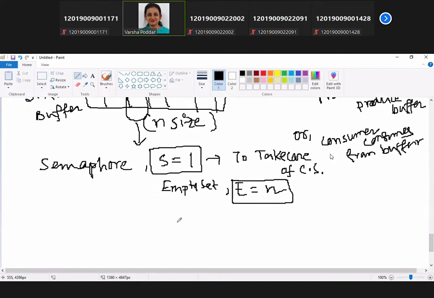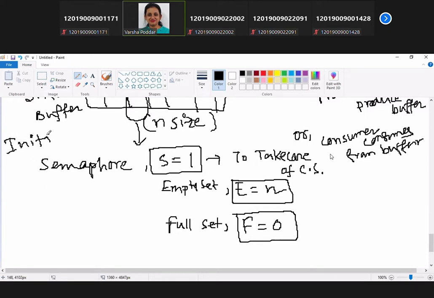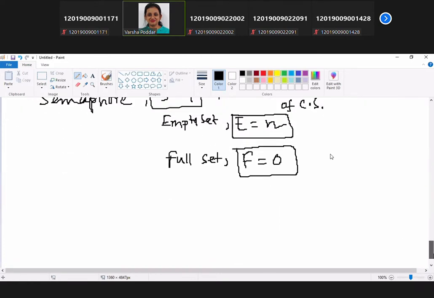And once the producer is producing, it is named, suppose, the full set F. So at the beginning, nothing will be full, everything will be empty, right? So this is my initialization. So all of them are semaphores. This one is the binary semaphore, which is controlling the critical section, and the others are also used for the critical section, right?